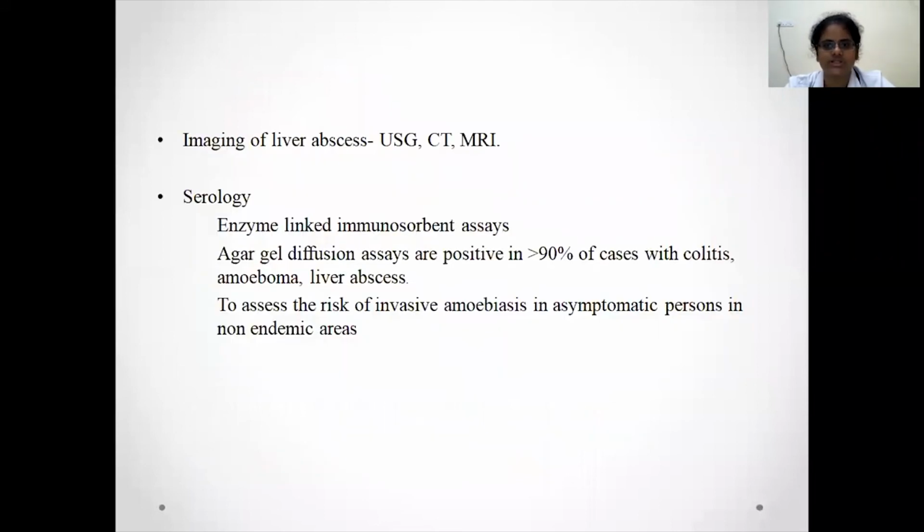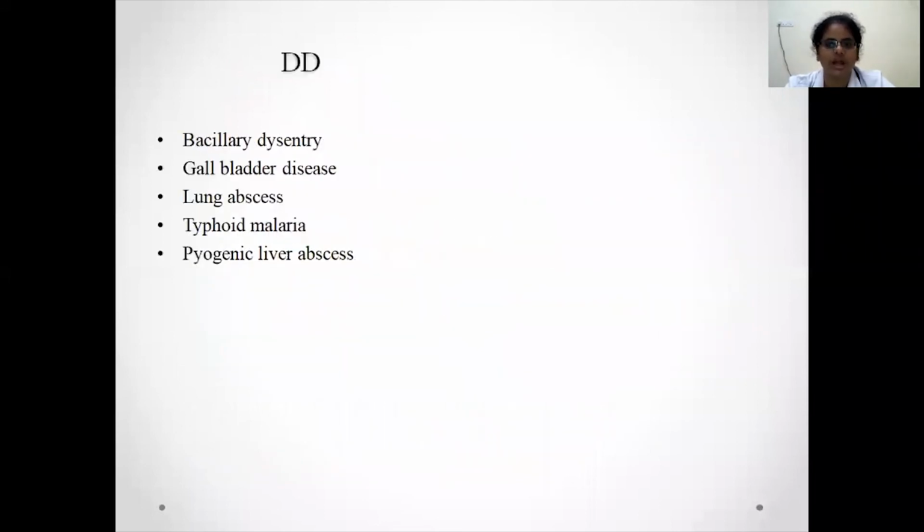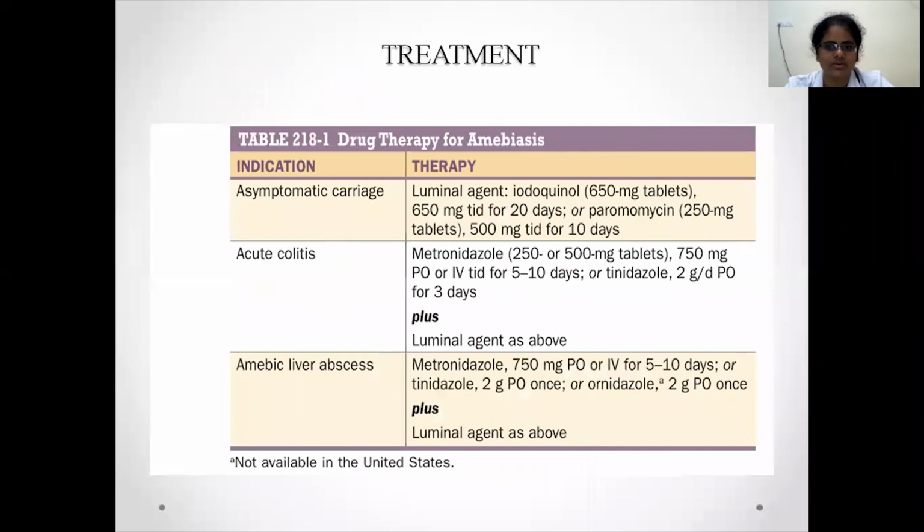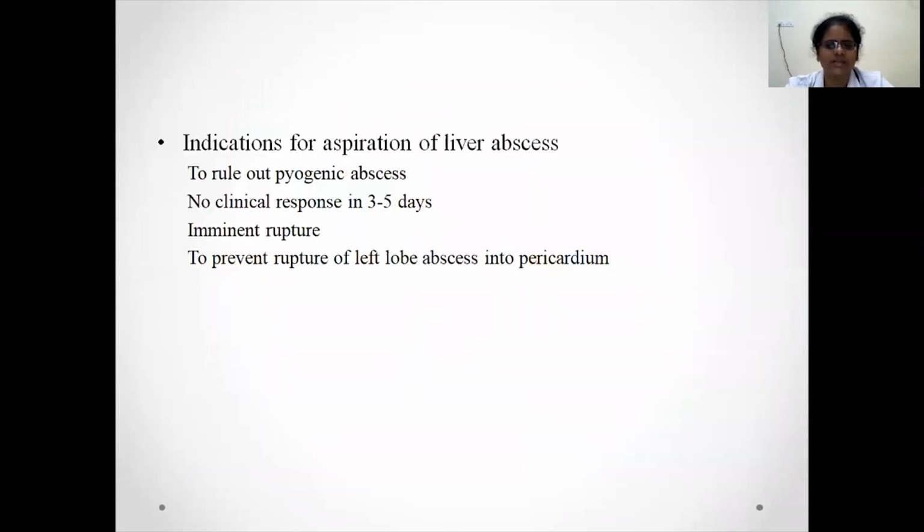The other thing which needs to be remembered and written in your answer is the treatment, which is divided into asymptomatic carriers, treatment of acute colitis, and treatment of amoebic liver abscess. In amoebic liver abscess, you need to remember the indications for aspiration. If it's a large amoebic liver abscess and there's an imminent rupture, then along with aspiration, pigtail catheter insertion and continuous drainage is also attempted.